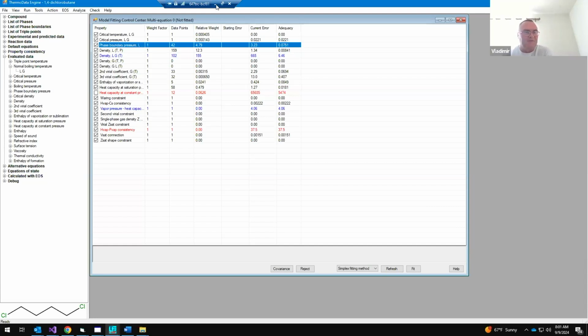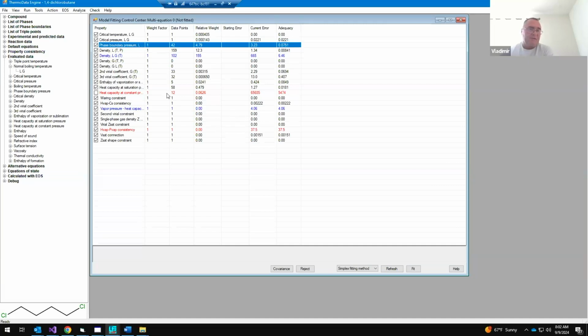I will start from revisiting the case which Zdenek mentioned and Alla commented. It's 1,4-dichlorobutane. If you see my screen, do you see? There is a ThermoData Engine, software we develop, and now its free public version is available, and I hope it will be available forever, and it will be given additional functionality every year.